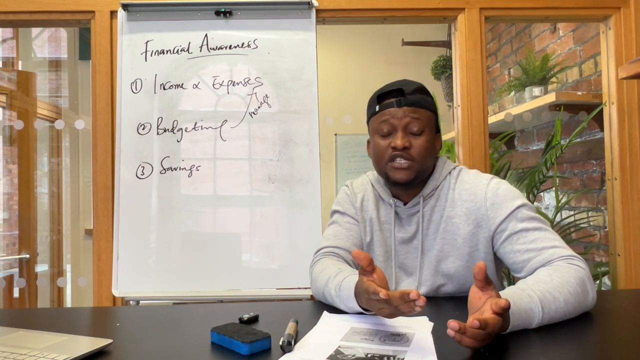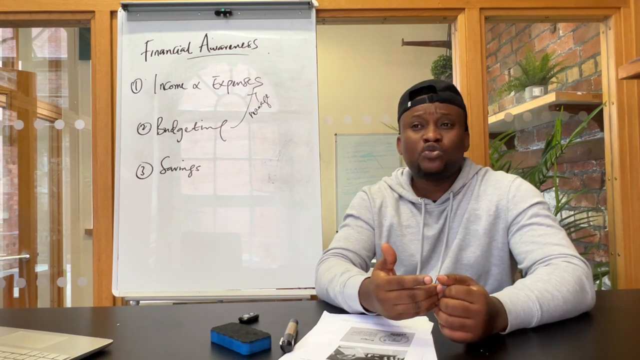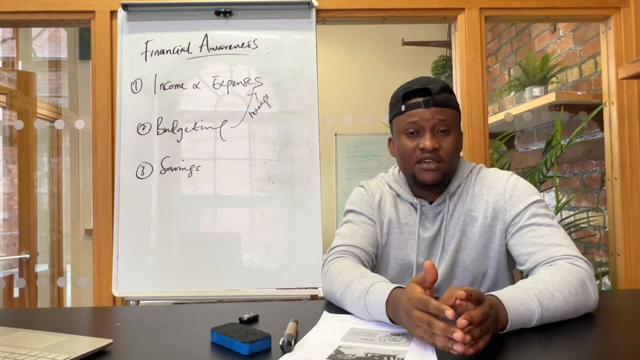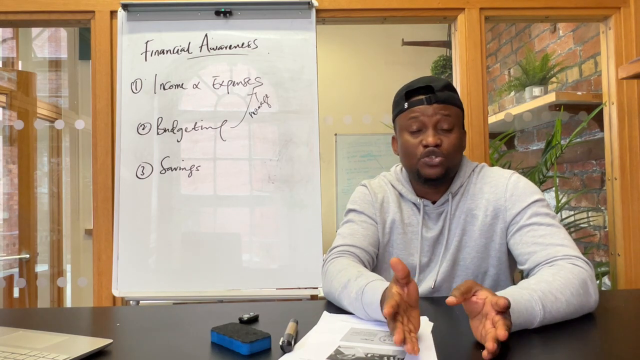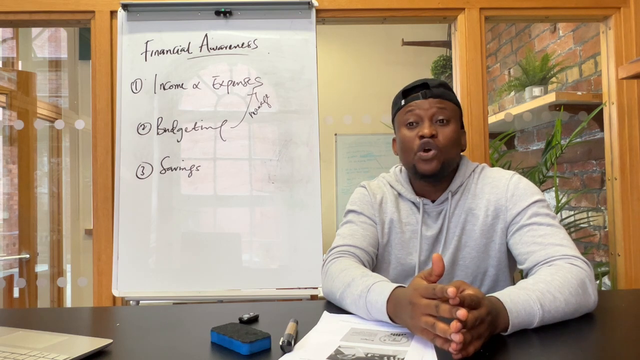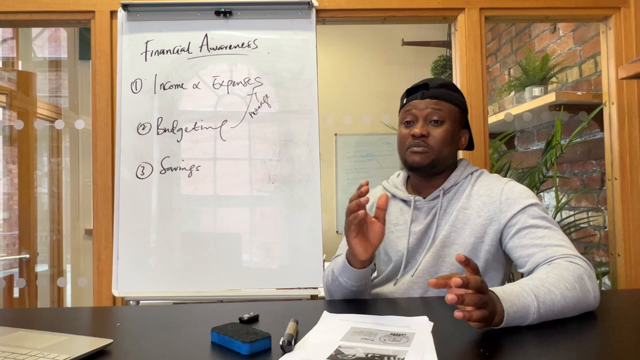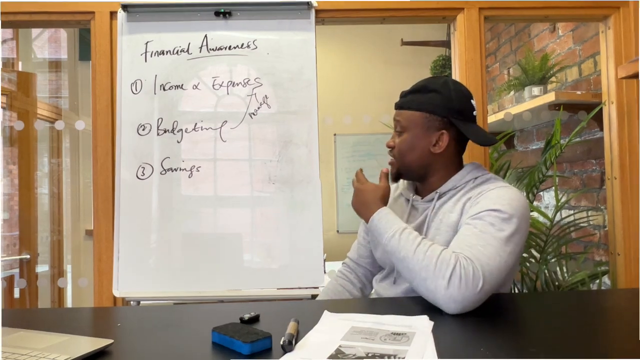You could plan on increasing your income. You could also look at it and say, there can be a shortfall of my income. What do you do at that moment? So we're going to talk about that in the next video. But for now, we just talked about income and expenses, budgeting, and then saving.